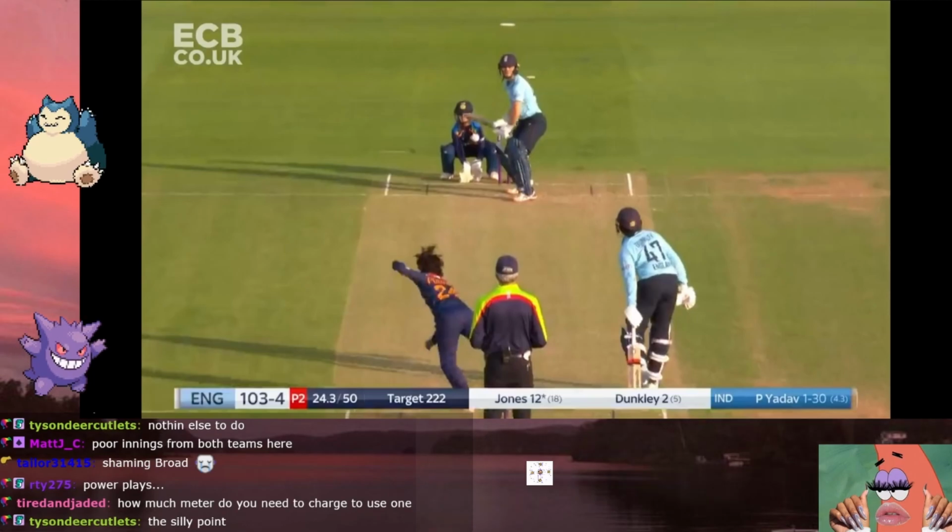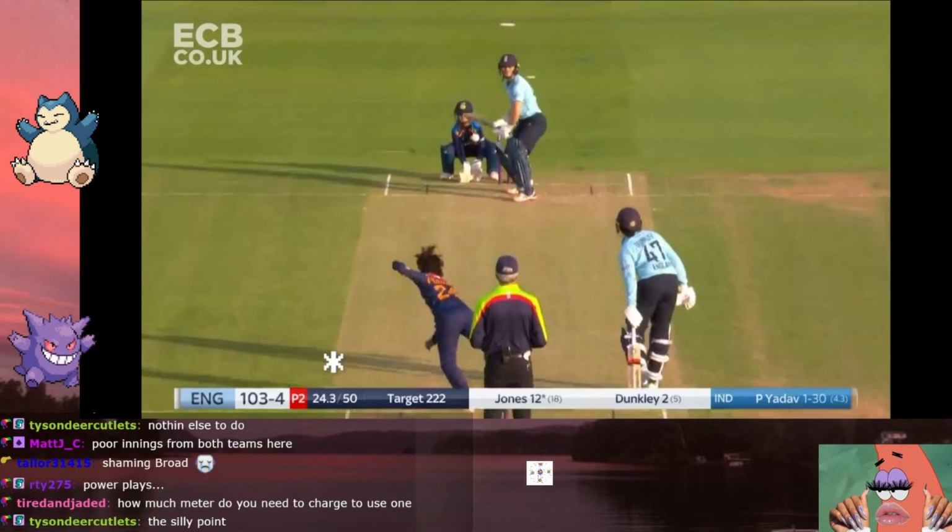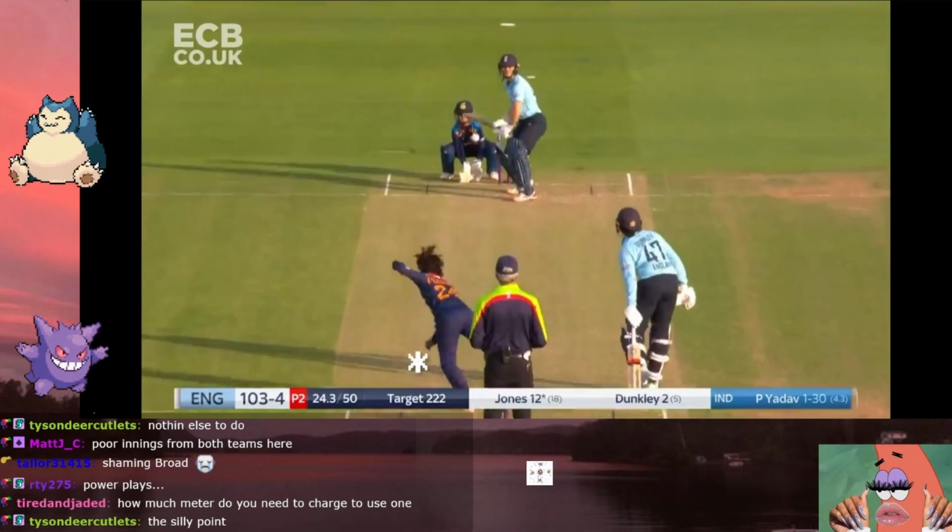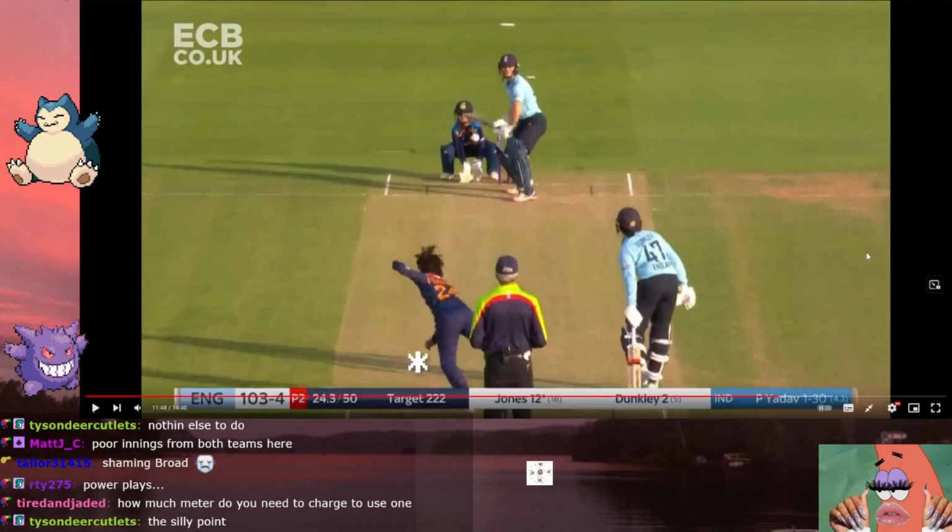Then it says 24.3 of 50. That means that we are 24 overs and 3 deliveries into this innings. And then the 50 means that this innings will have at most 50 overs, right? Because this is a one-day international. Then it says target 222. This means that India went first and scored 222 runs. Not quite true. India went first and scored 221 runs.